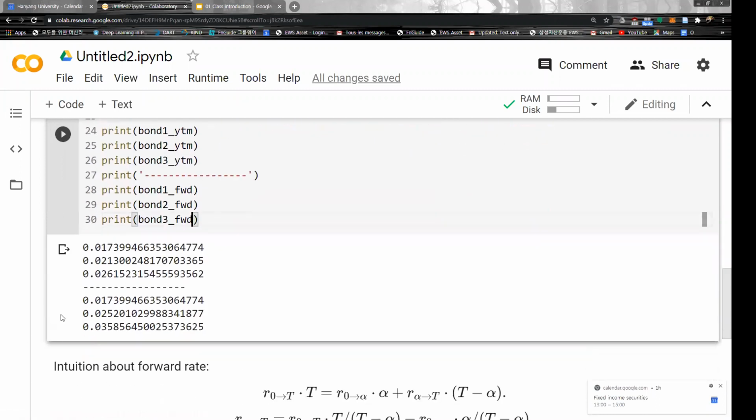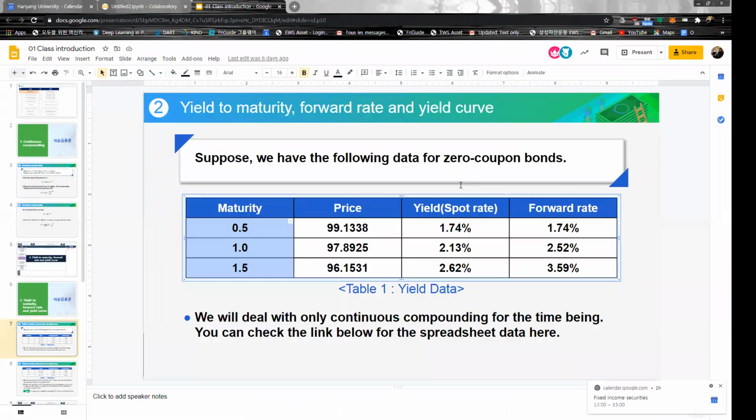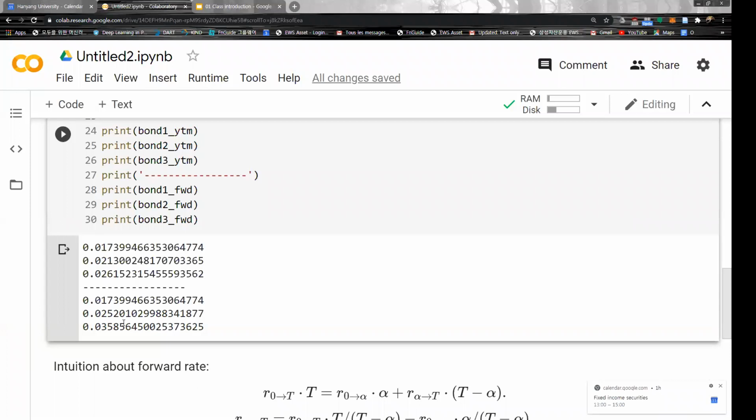Okay, so 17, this one should be same to this. So 17, 25, 252, 358. 252, 9, but it is round error, so it is fine.